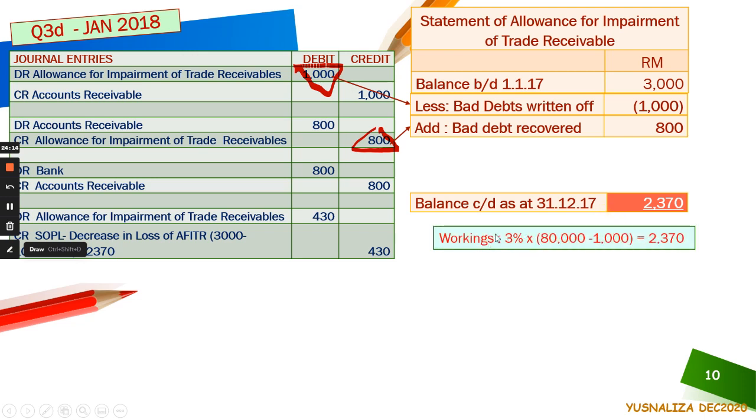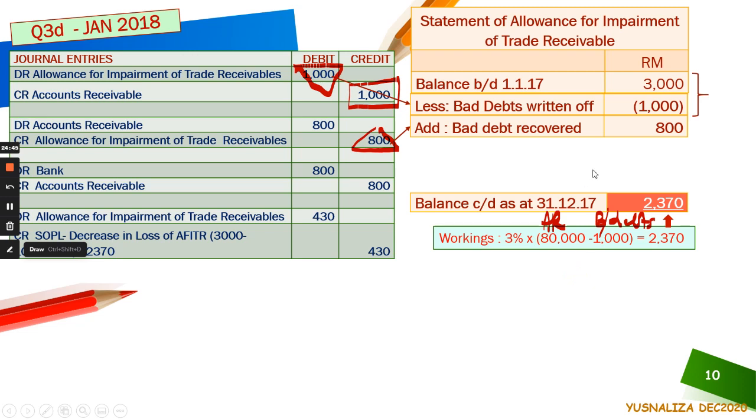You will take 3%, as given in the question, and this 80,000 is your account receivable balance given earlier, before the adjustment, and this 1,000 is the bad debt that you have already adjusted here. When you adjust here, that was actually reducing your account receivable, the bad debts. So that is the one that you include here.